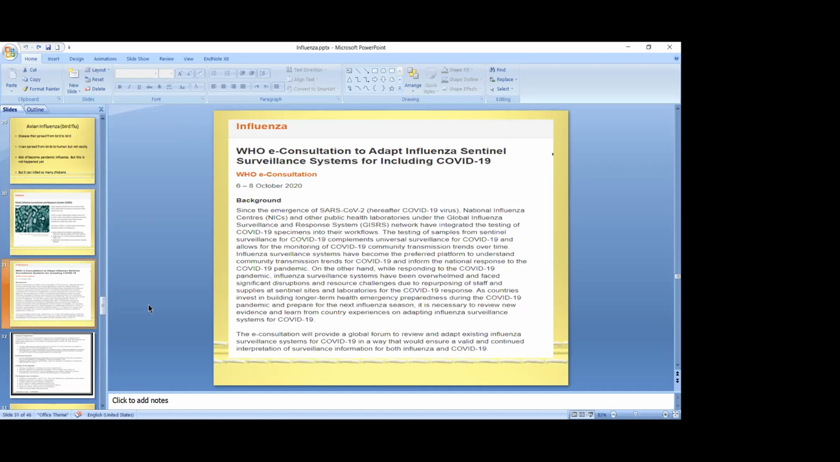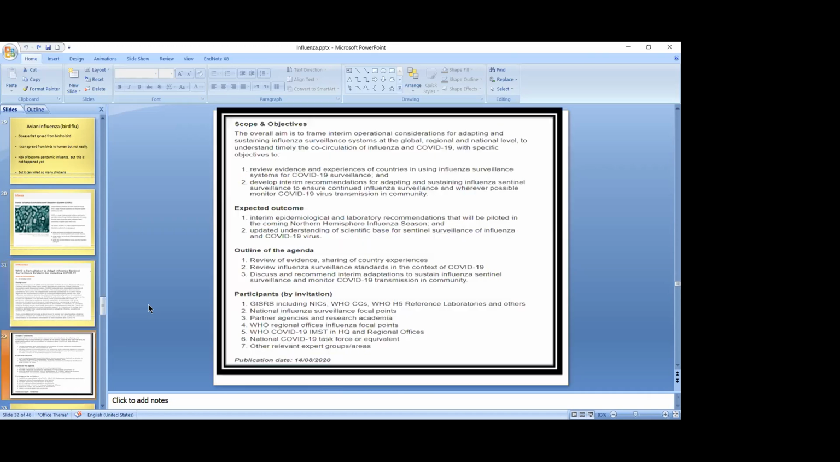Now, recently, what has happened? WHO consultation to adapt the influenza sentinel surveillance system, including COVID-19 patients. The e-consultation will provide a global forum to review and adapt the existing influenza surveillance system for COVID-19 in a way that would ensure a valid and continued interpretation of surveillance information for both influenza and COVID-19.